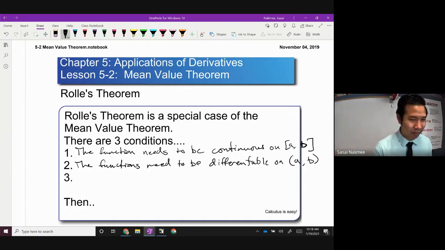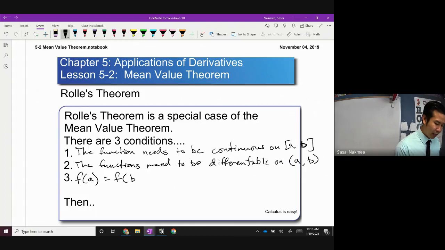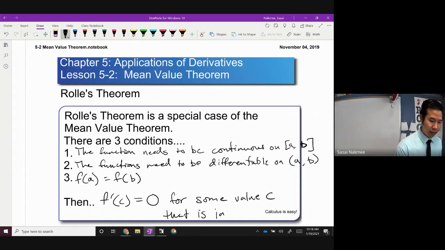The third condition is this: the endpoints need to equal each other. f of A needs to equal f of B. The theorem then states that there is a derivative at some point C that is equal to 0, for some value C that is in A to B.